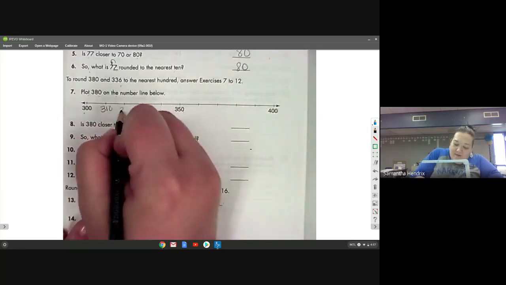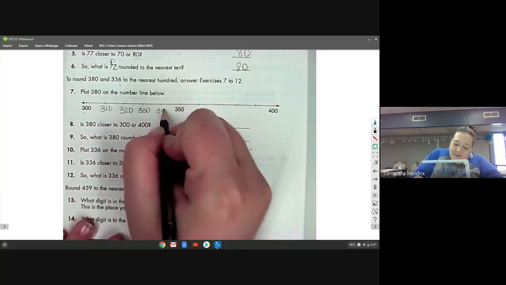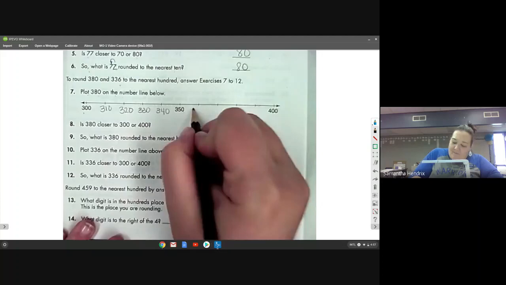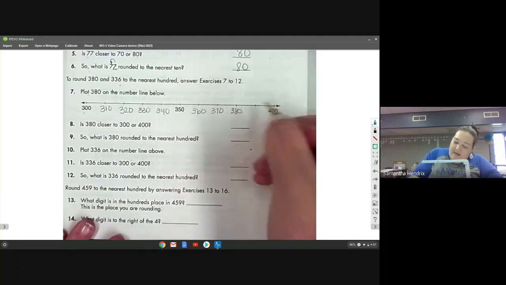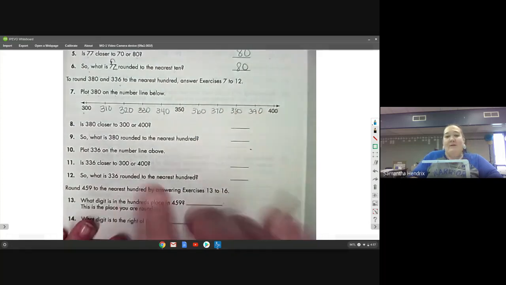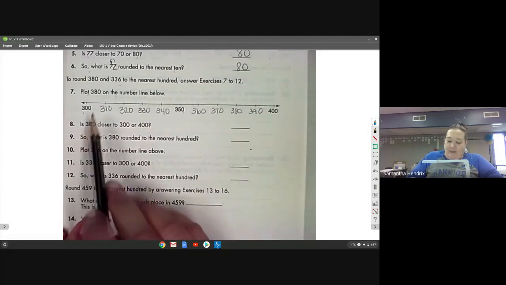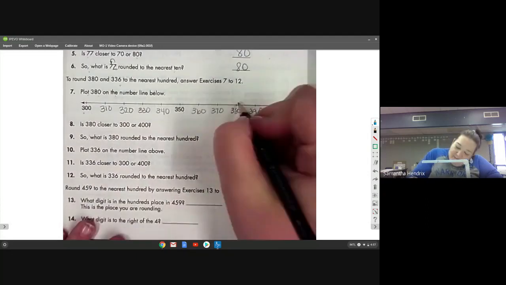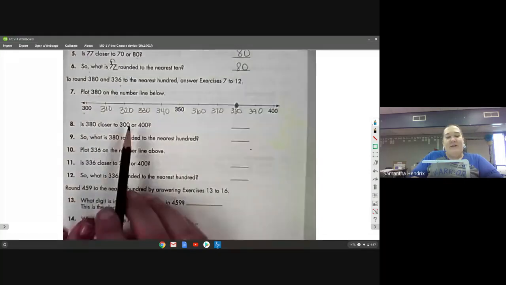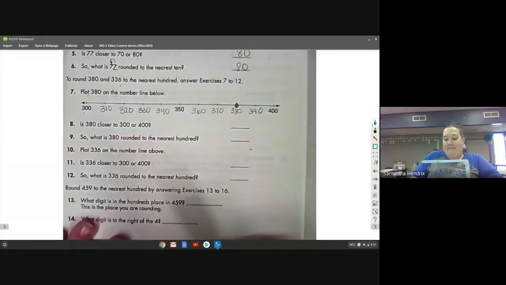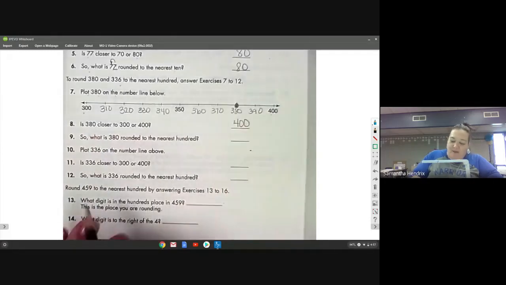310, 320, 330, 340. I've got to write really little. 360, 370, 380, 390. Remember, right now you can pause and fill those in. Okay? So plot 380. So 380 is over here. Okay? Is 380 closer to 300 or 400? It's closer to 400. Good job.